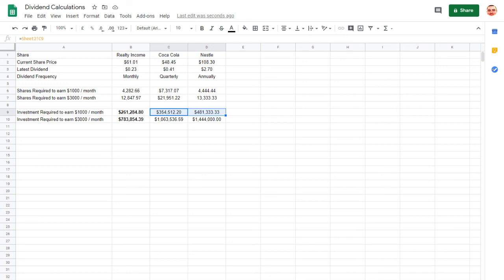So yeah, that's a quick overview of how to calculate dividends comparatively against each other with different companies. Obviously you can take this even further with more companies and get more information. This is what I've done. I've built up this big large spreadsheet which has over 130 tickers.